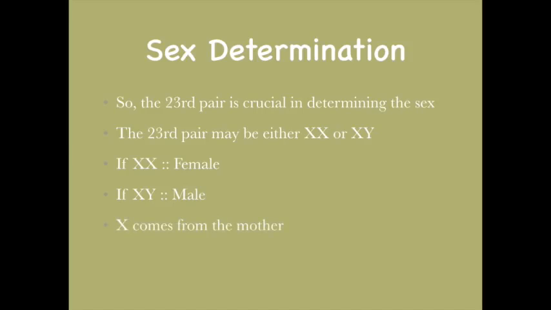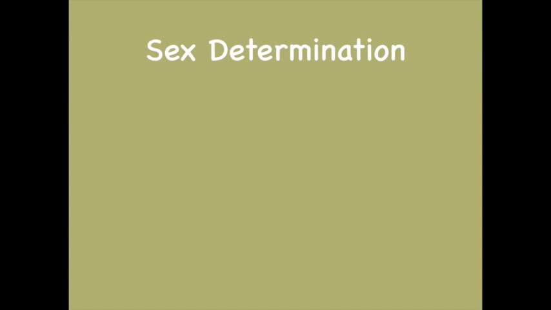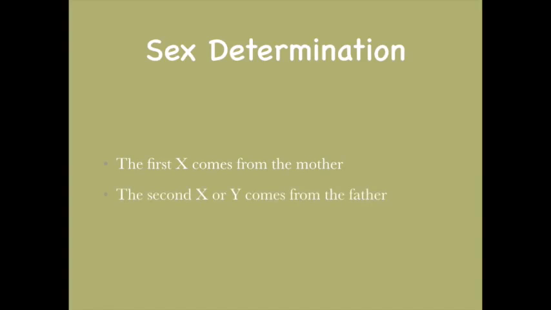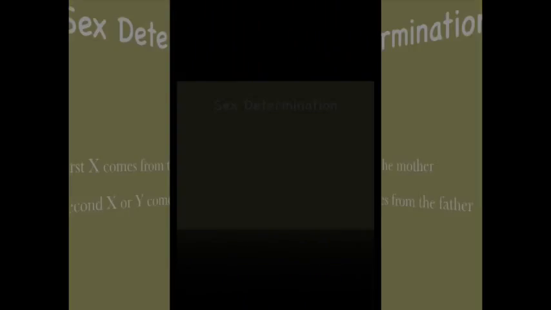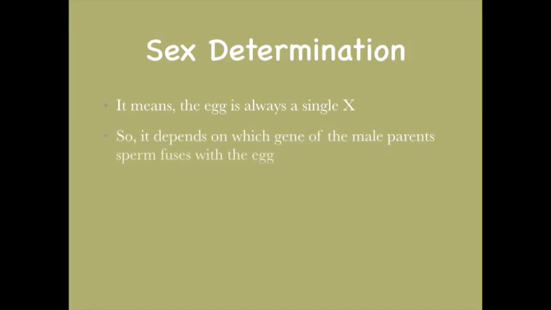Know that the X comes from the mother and the Y comes from the father. Okay? To be more precise, of the two genes, the first X comes from the mother and the second, X or Y, comes from the father. So what can you conclude from this? If you have an egg, the egg is always a single X. So the sex depends on which gene of the male parent's sperm fuses with the egg.